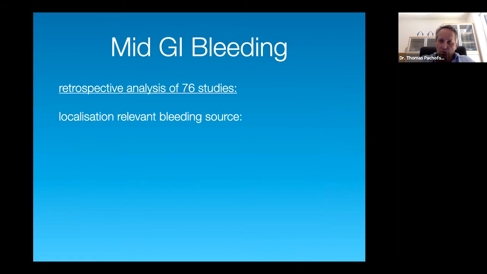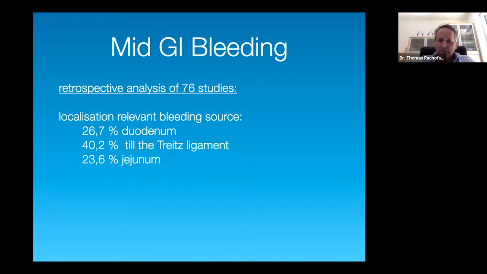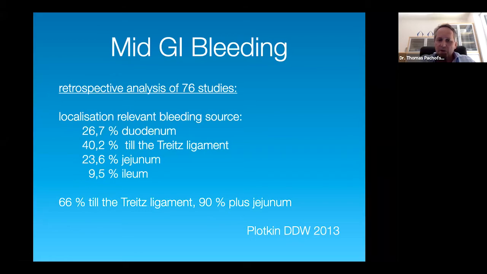I will show you here only a short retrospective analysis of 76 studies where they have located the bleeding source. And it's necessary to know, because then we also have to think to do a second upper GI endoscopy. You will find 26.7% in the duodenum, 40% at the ligament of Treitz, 23% in the jejunum, and then the rest. But if you look at this, we will find 66% of the bleeding sources at the ligament of Treitz.